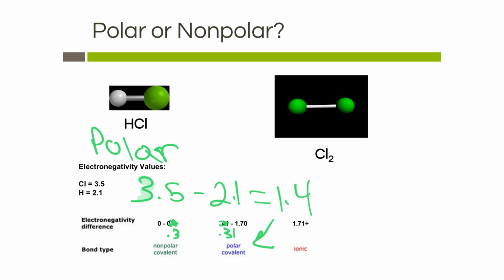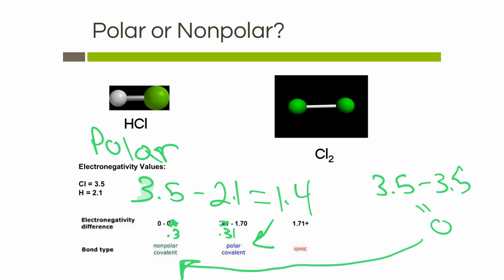Now, Cl2, what's the difference between 3.5 and 3.5? And the answer is 0. And so that tells you this molecule is going to be nonpolar. And so we got our nonpolar molecule and a polar molecule.